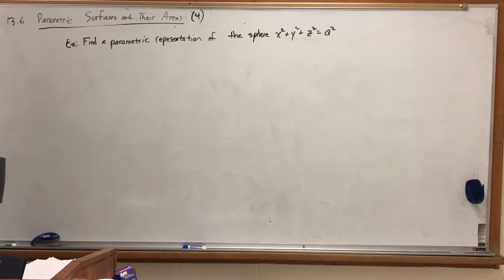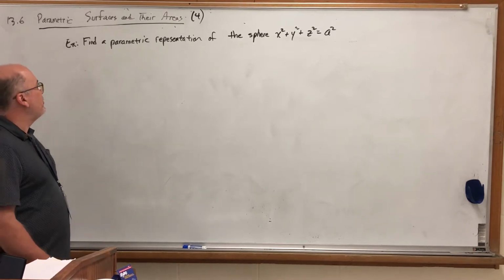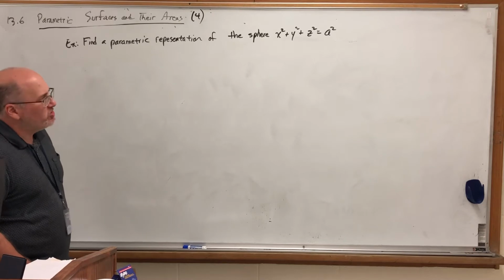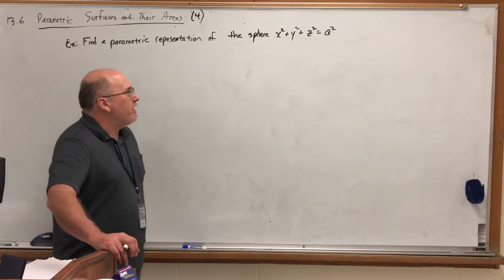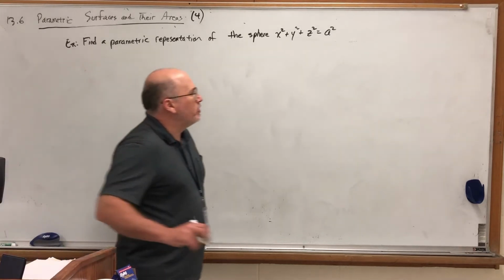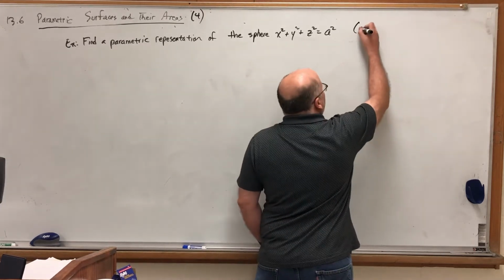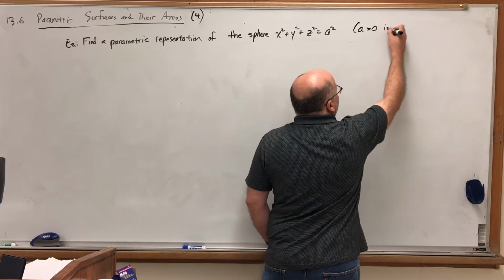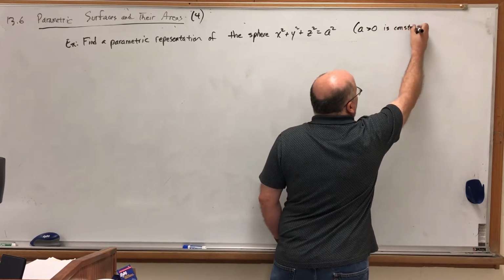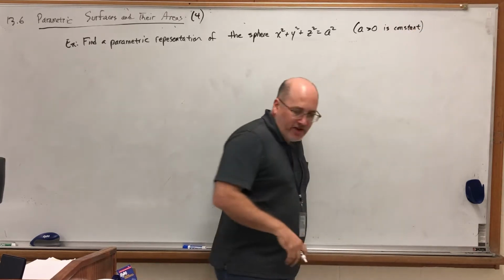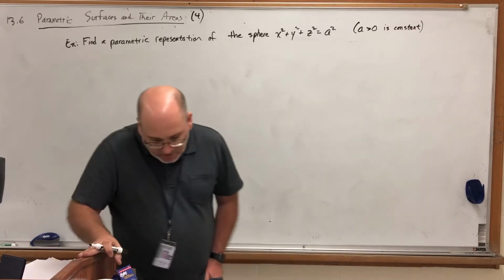Example: find a parametric representation of the sphere x squared plus y squared plus z squared equals a squared. We're assuming a greater than 0 is constant. It could be negative, but why would you make the radius of a sphere negative? That's just silly.